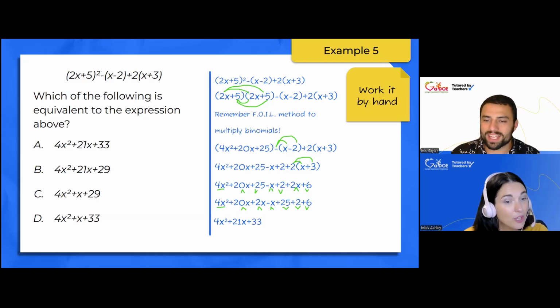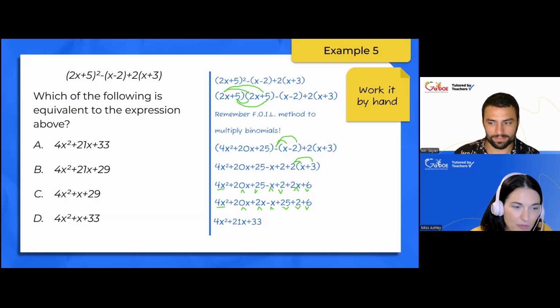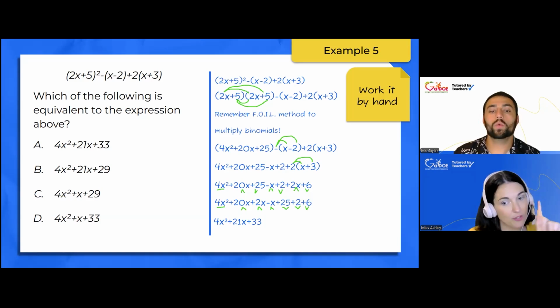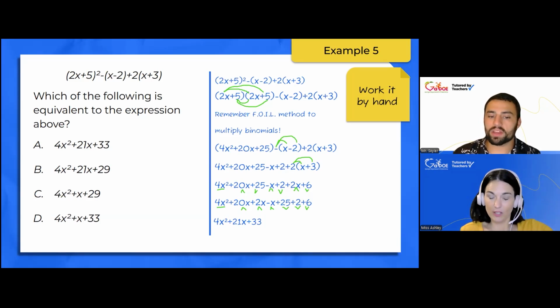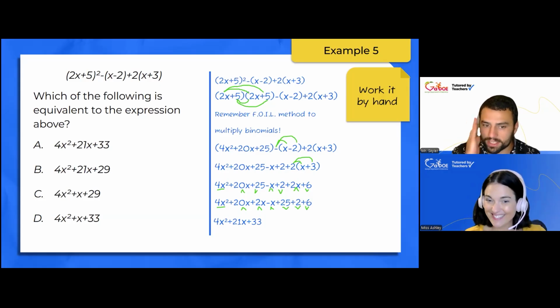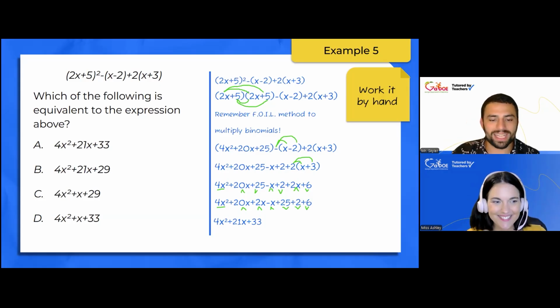What was our second most common answer, Miss Ashley? Our second most common answer was 4x squared plus 21x plus 29. And what do you think they forgot to do? Now, if you forgot to distribute that negative or forgot to distribute that 2 to the second term, you might have ended up at that 29. So we got to be extra careful.